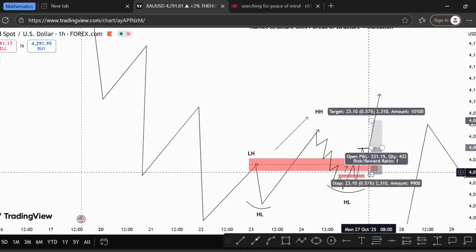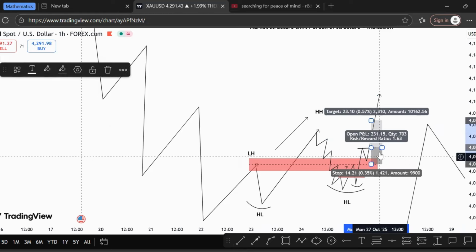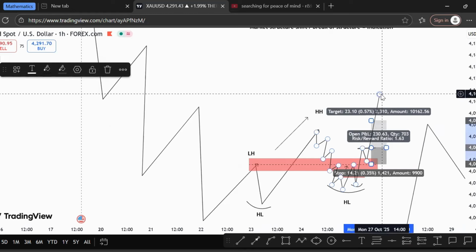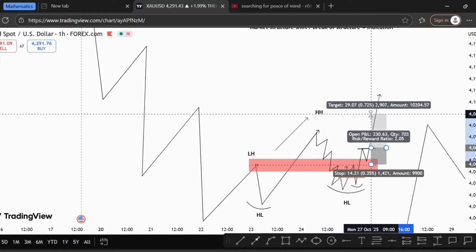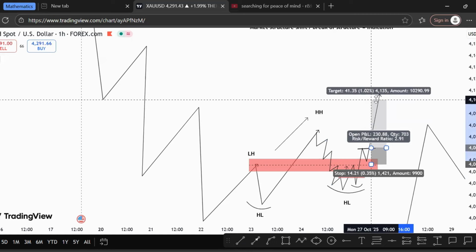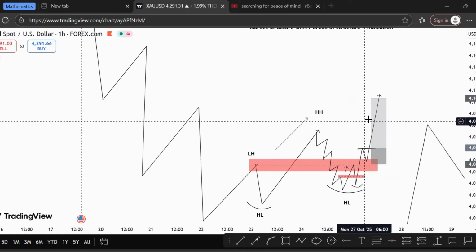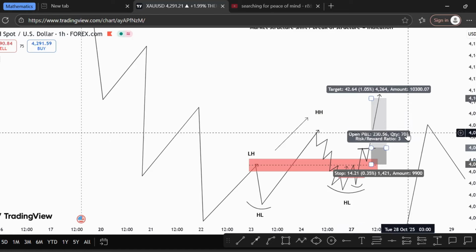I will tell you aim for 1:3, because 1:3 on a $100,000 account, that's you risking $1,000 to make $3,000. You get what I'm saying? So if you're risking on a $10,000 account, you're risking $100 to make $300.